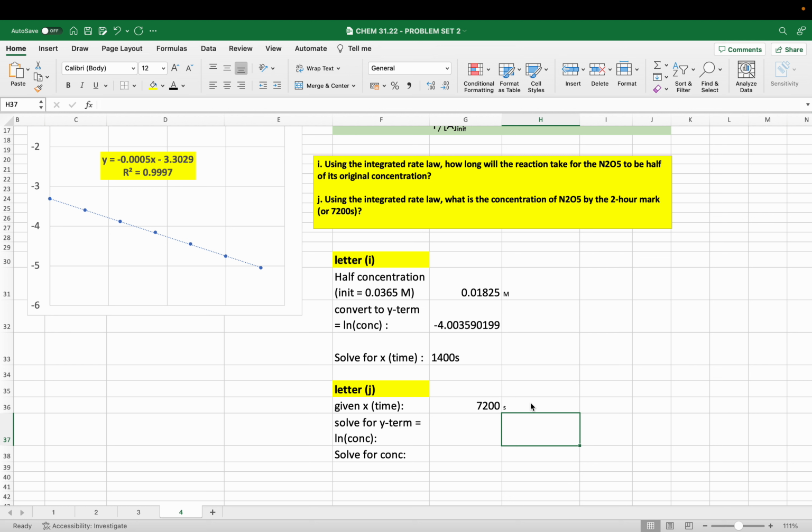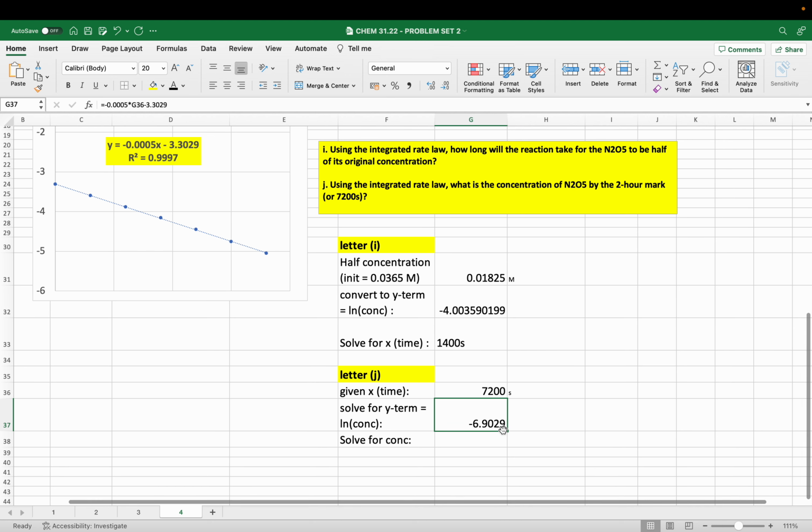So all we need to do is to solve for the y term. However, we have to remember that this y term will be in an ln of concentration form and not concentration. So to do that, we'll simply apply the formula y equals negative 0.0005 times our x value minus 3.3029. And that will give you this value.